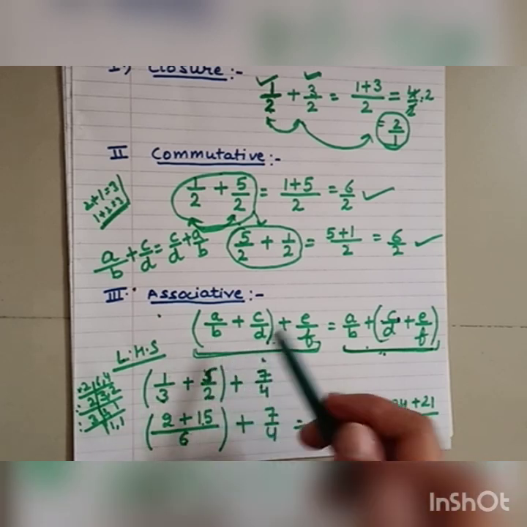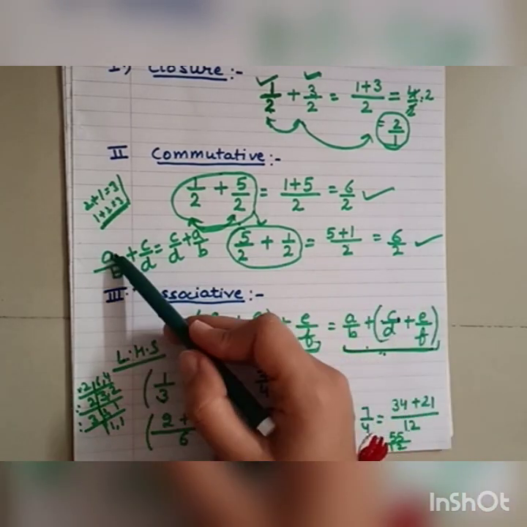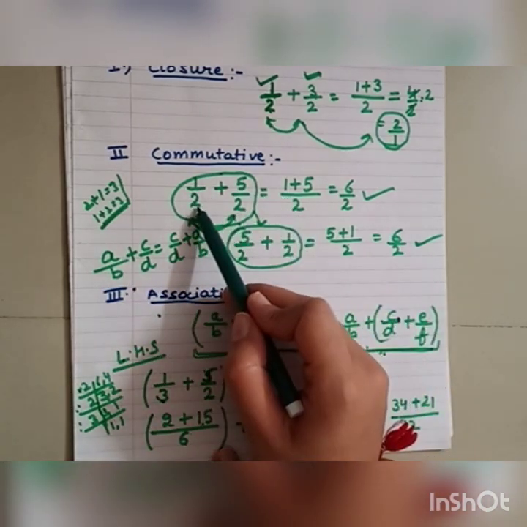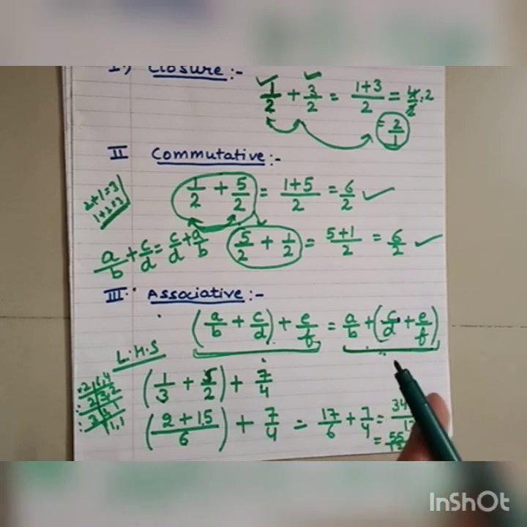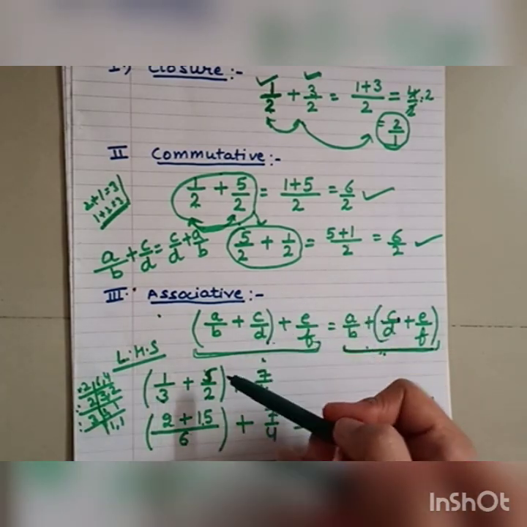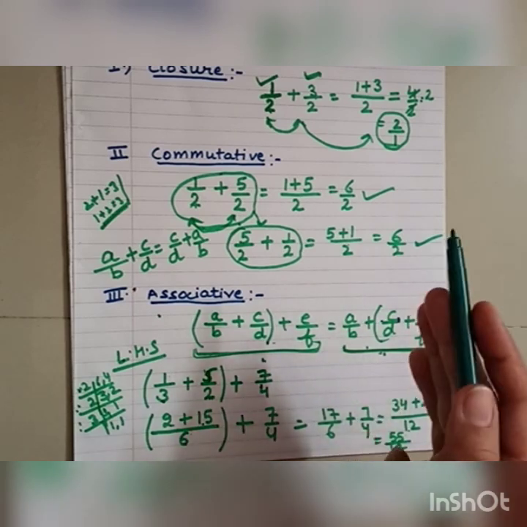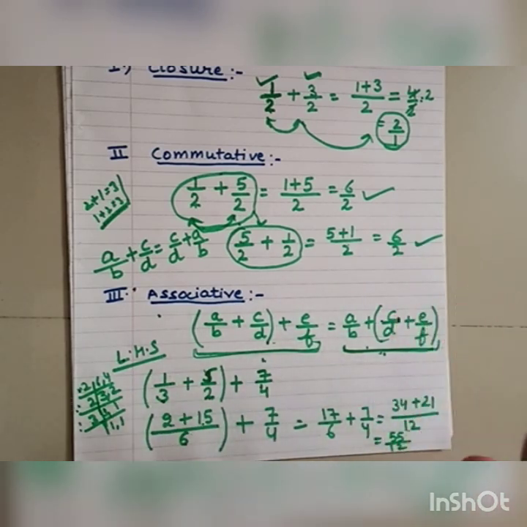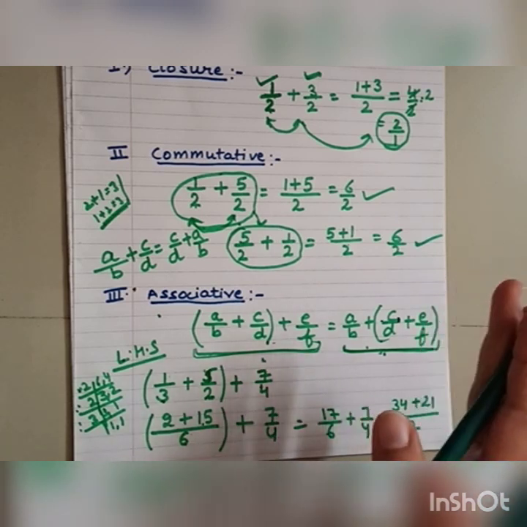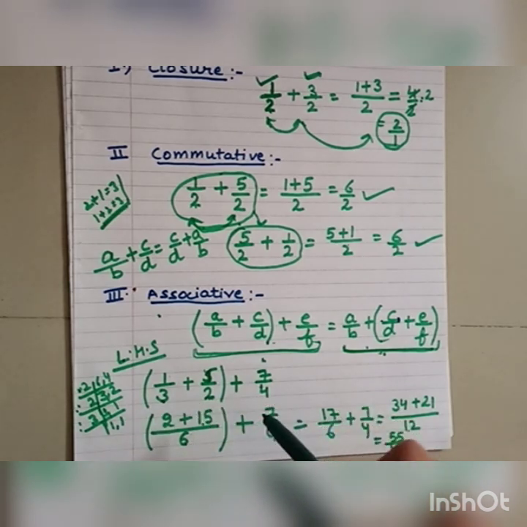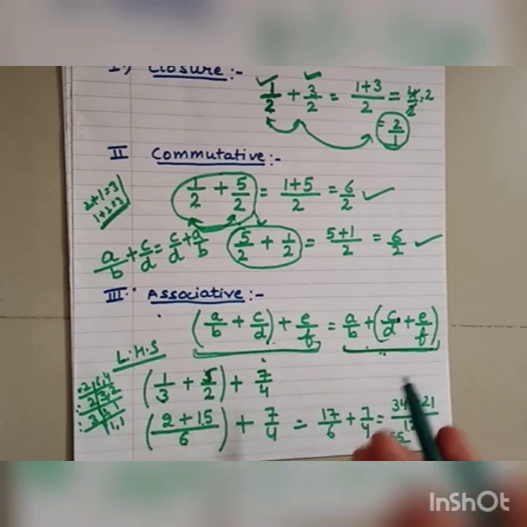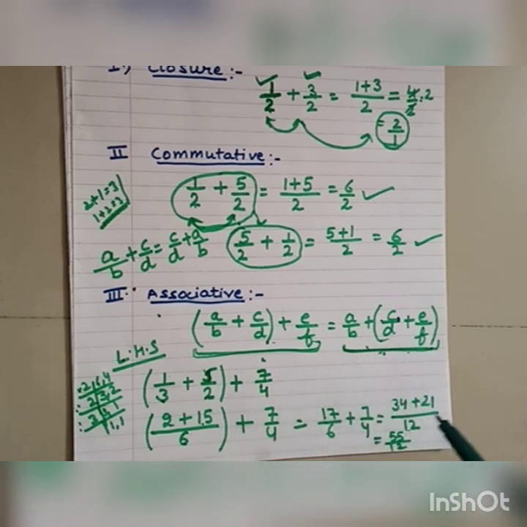Same like this, in the commutative property a by b, we take different values. You can take an example of rational numbers having different values, like 1 by 2 plus 5 by 3 and then 5 by 3 plus 1 by 2. You can take any different values. This is one simple example we take for commutative, and this is another example we take for associative properties. Okay.